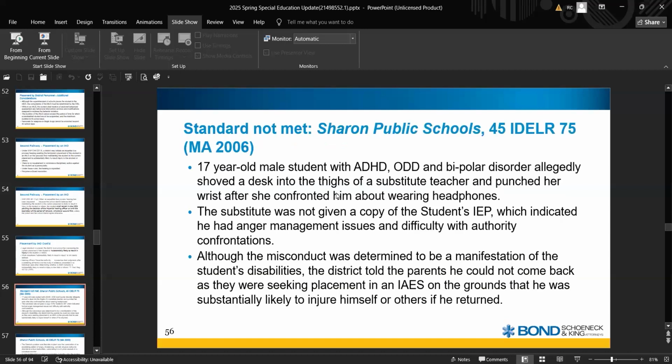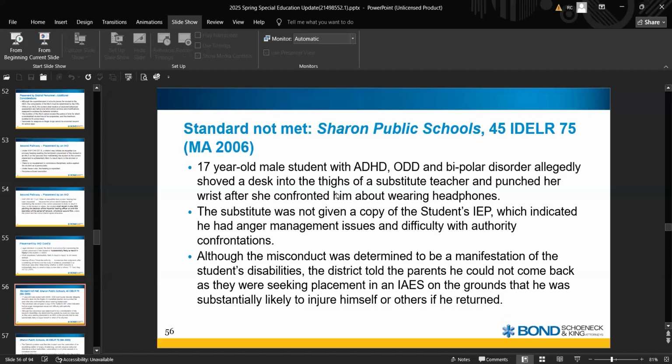Okay, so here's an example where the standard was not met. We have a 17-year-old student with ADD, ADHD, ODD. He shoved the desk into the thighs of a substitute teacher and punched her wrist after she confronted him about wearing headphones. Interestingly, the substitute was not given a copy of the student's IEP, which documented that he had anger management issues when he was confronted by authority. So there's one thing right there that might have avoided that entire situation.